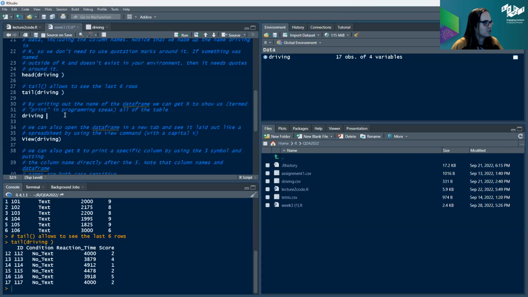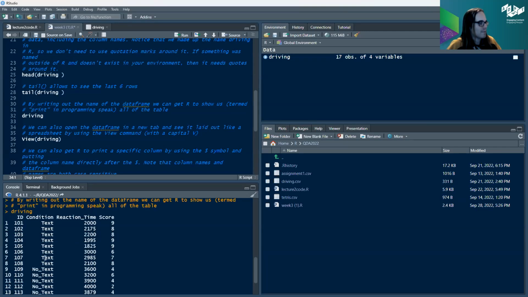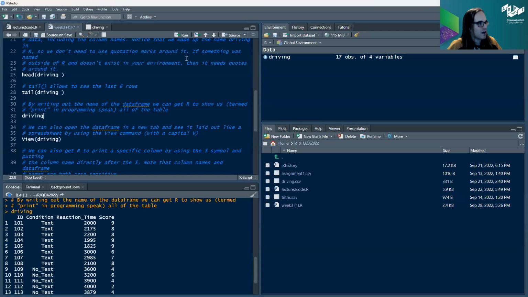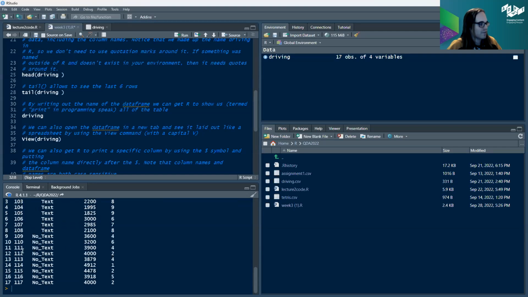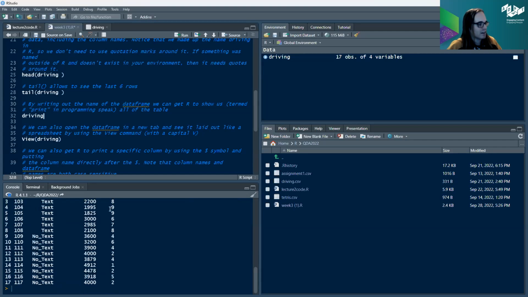I might want to check out that entire data set just to see, maybe I missed the people in the middle, so I'm not sure if there was a third condition. But when I look at the entire data set by running just the name of the data frame, just driving, now I have all 17 rows printed here. I have all of their data. And I can see that all these participant numbers are there, so I didn't lose any participants. I can see that there's just 2 conditions, texting and no texting. And I can get a look at what everyone's numbers are.